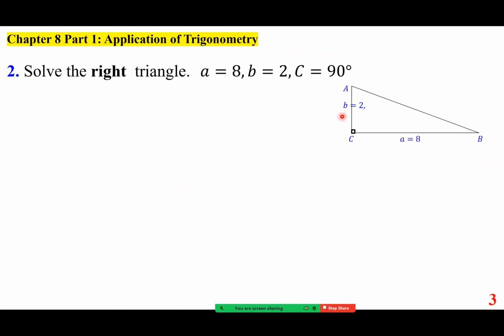We have two sides, and we use the Pythagorean theorem, a squared plus b squared equals c squared. Let's just write it. A squared plus b squared is c squared. And this is 64, this is 4. We get 68. And therefore, c is the square root of 68.